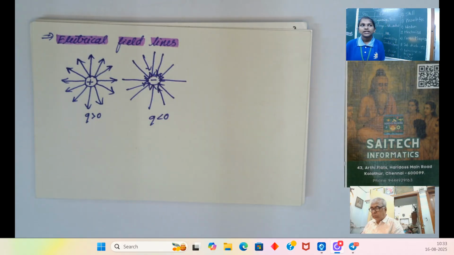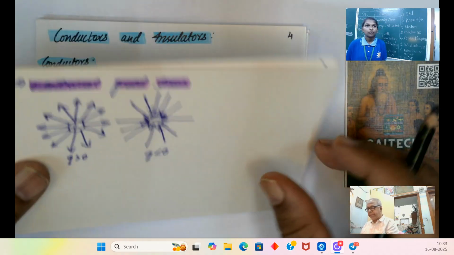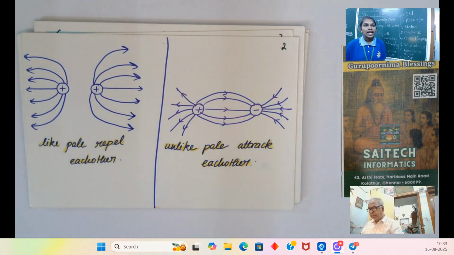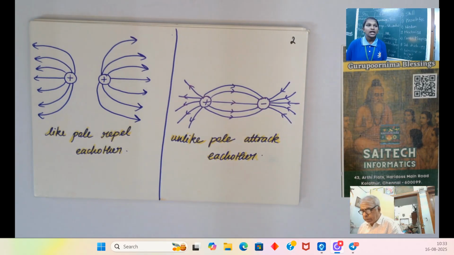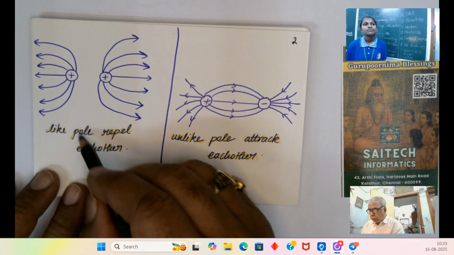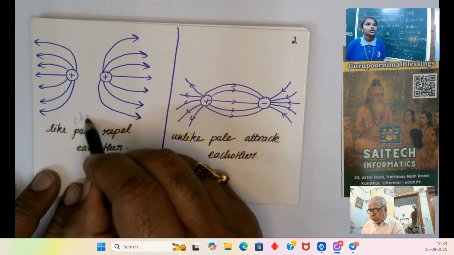So now I have represented the electric field lines due to a positive charge where Q is greater than 0, so that the electric field lines will be directed outwards, emerging outside. Electric field lines due to a negative charge where Q is less than 0, so the electric field lines are merging in. And then I have represented that like charges repel each other and unlike charges attract each other. You have to say like charges instead of pole, like charges. Okay.